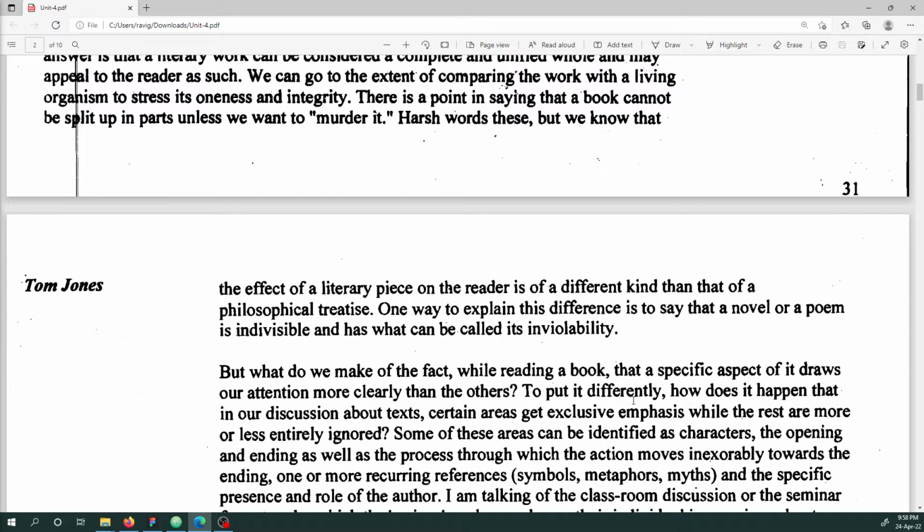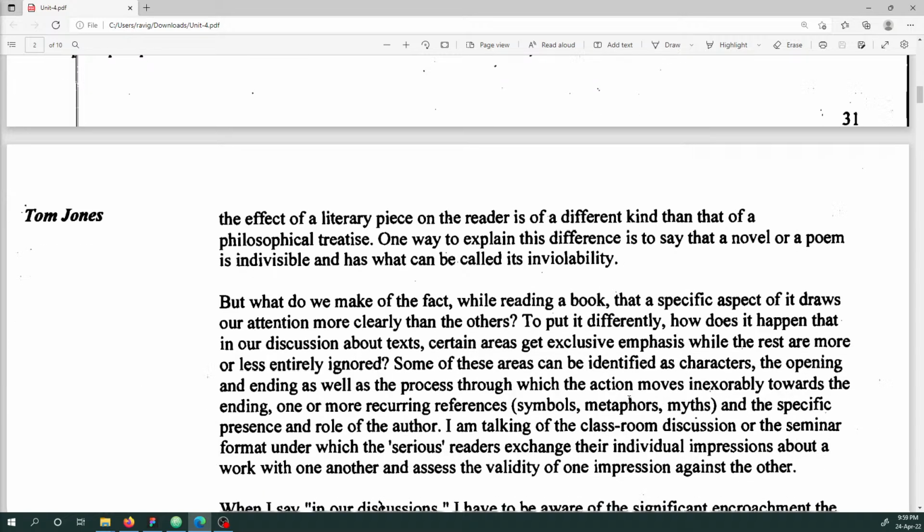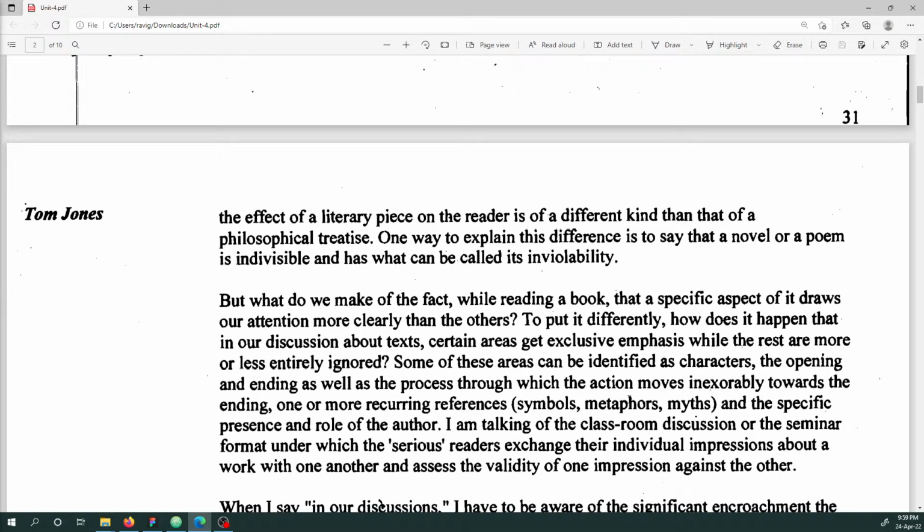Some of these areas can be identified as characters, the opening and ending, as well as the process through which the action moves inexorably towards the ending. One or more recurring references, symbols, metaphors, myths, and the specific presence and role of the author. I'm talking of the classroom discussion of the seminar format under which serious readers exchange their individual impressions about a work with one another and assess the validity of one impression against the other.